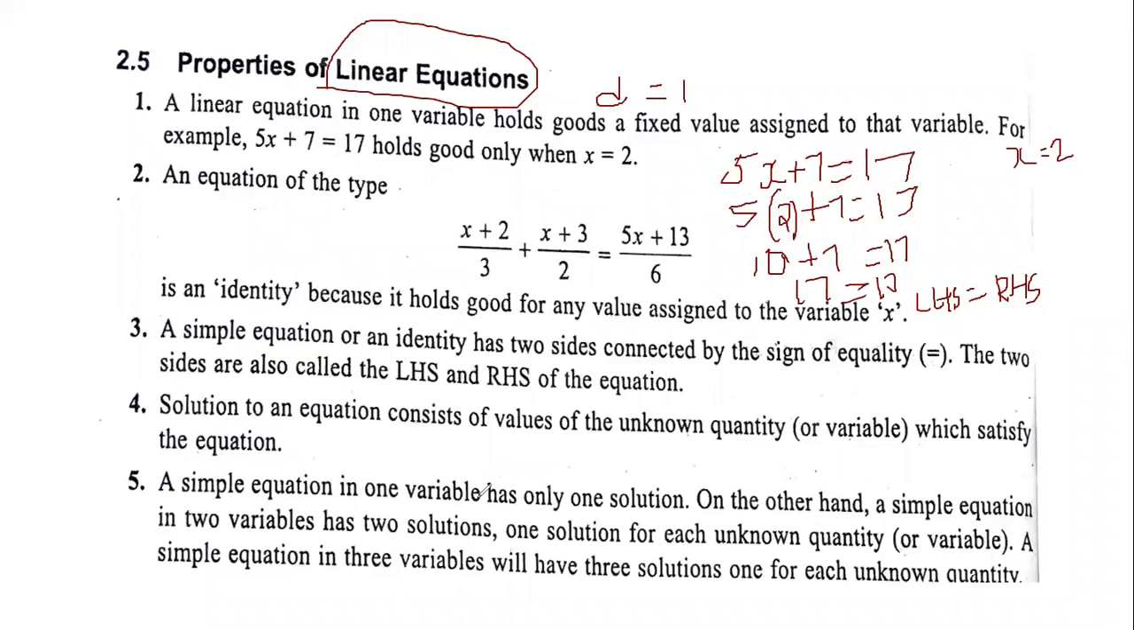So this expression 5x plus 7 is equal to 17 will hold good only when x is equal to 2. So in a linear equation, one variable holds a fixed value which is assigned to that variable. So in a linear equation, the variable holds a value which is assigned to that particular equation. Understood the first point? Everybody understood the first point?